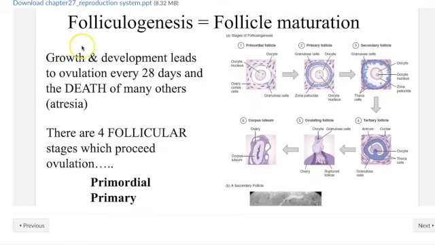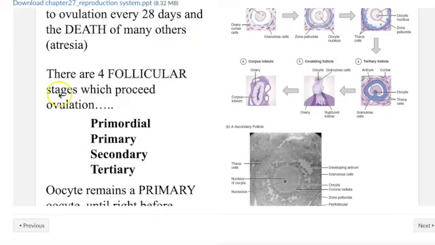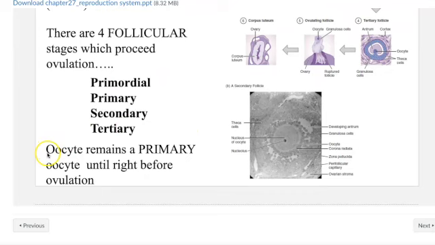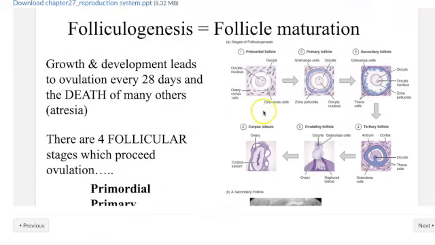Folliculogenesis. Here is the follicle maturation. So let's look at the growth in folliculogenesis. Growth and development lead to ovulation every 28 days, and the death of many others. There are 4 follicular stages we're going to look into here. The oocyte remains a primary oocyte until right before ovulation. So here is the first stage. It's called primordial. Primordial is mainly just flat supporting cells surrounding the oocyte, just flat.